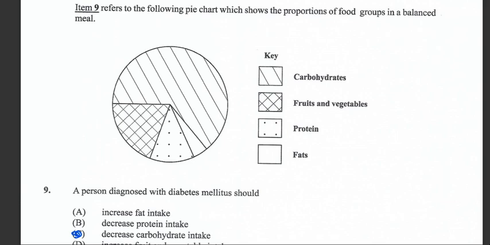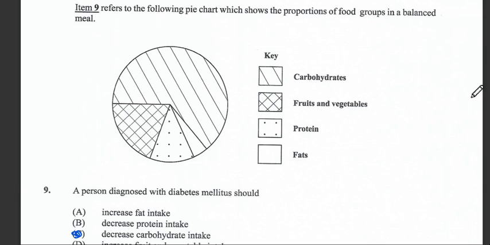So we have a pie chart showing the proportions of food groups in a balanced diet. We have carbohydrate, we have fruits and vegetables, we have protein, and we have fats. Alright, so here we are showing the different types in the key. Where we have the horizontal line going across, we would have carbohydrate, fruits, vegetables, protein, and so forth. Alright, so it says a person diagnosed with diabetes mellitus should.